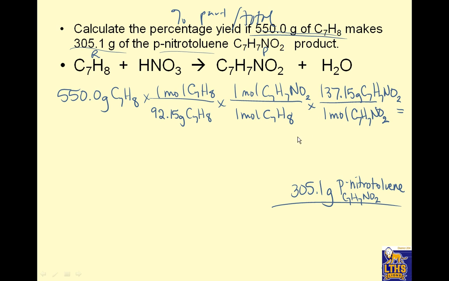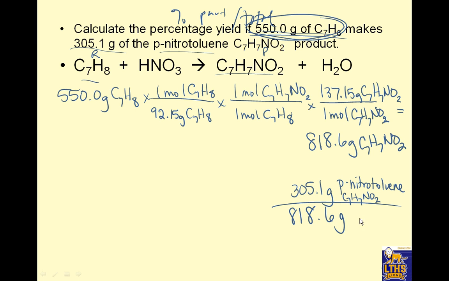All right, when I calculate that, I find out that I should get 818.6 grams of C7H7NO2. What does that mean? That means if all of this reacts, I'm predicting using stoich. I'm expecting theoretically to get 818.6 grams of this. How did I do that? Change the reactant into product and predict it. Did I do a reaction? No, I'm just predicting. So this is our expected or predicted or theoretical, any way you want to call it.